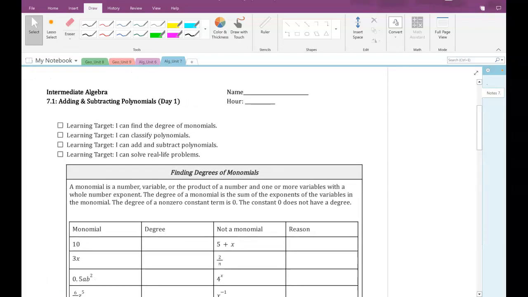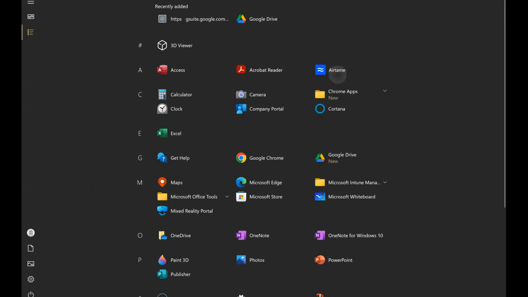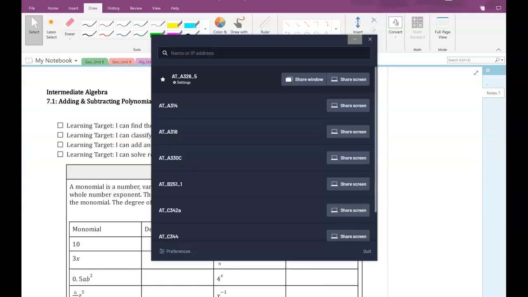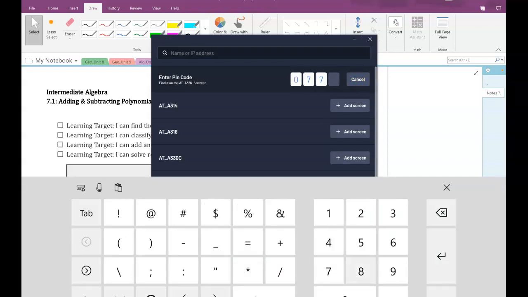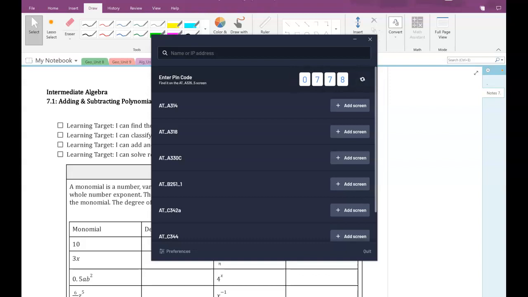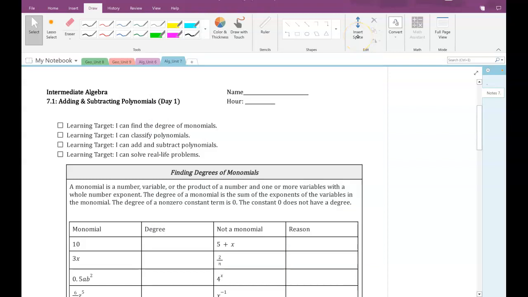All right, so today we are starting a new section. The new section is 7.1. We're going to start today by classifying polynomials. So we'll go through this first box of definitions to start, where it says finding the degree of monomials. Today is kind of vocab heavy, but we'll get through it.